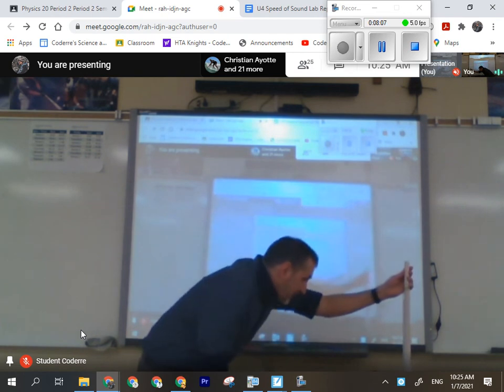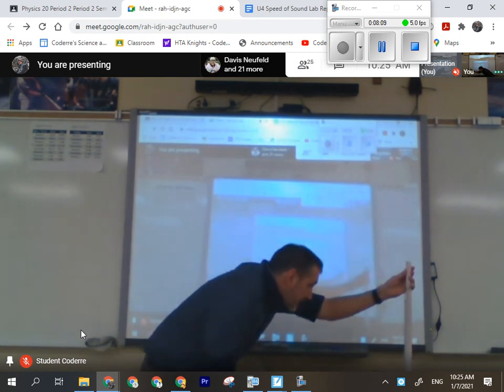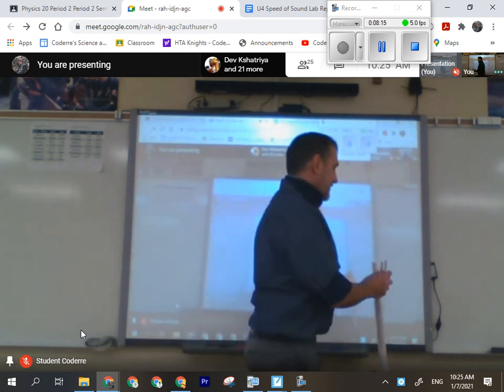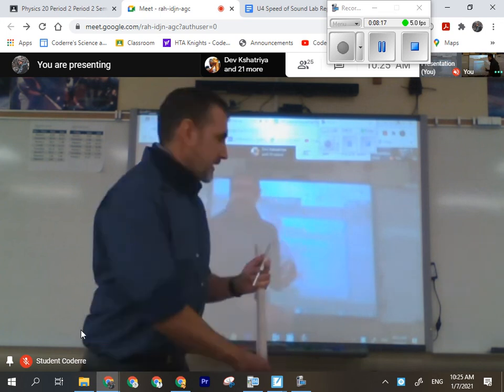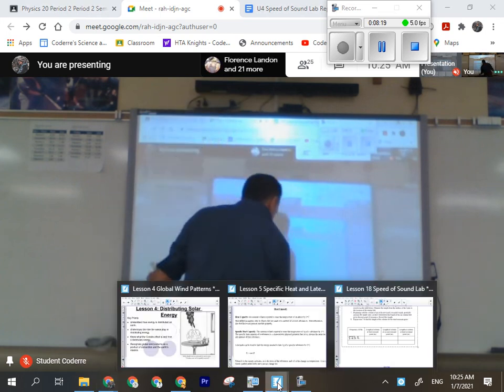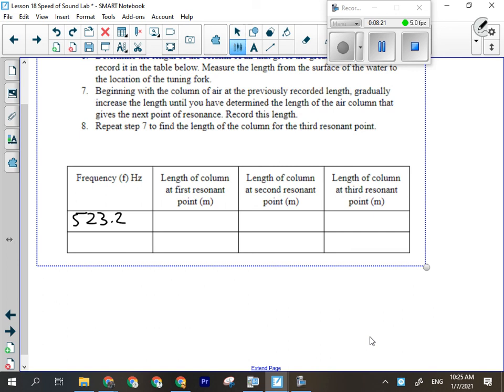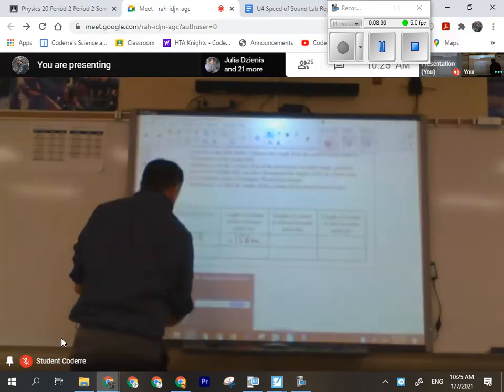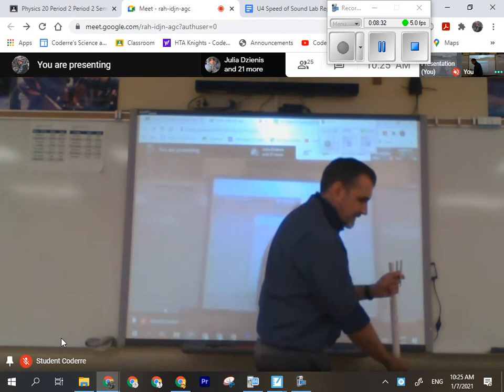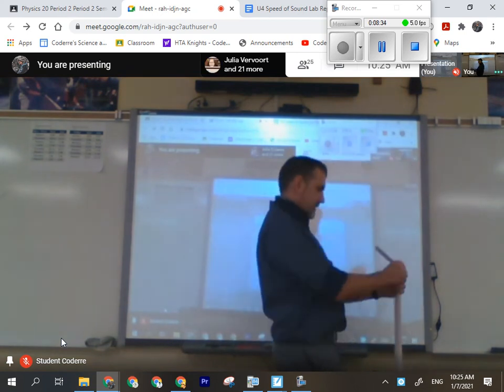Okay, that length is 0.156 meters. Okay, so that's our first resonant point, 0.156 meters. Okay, let's go to our next one here.